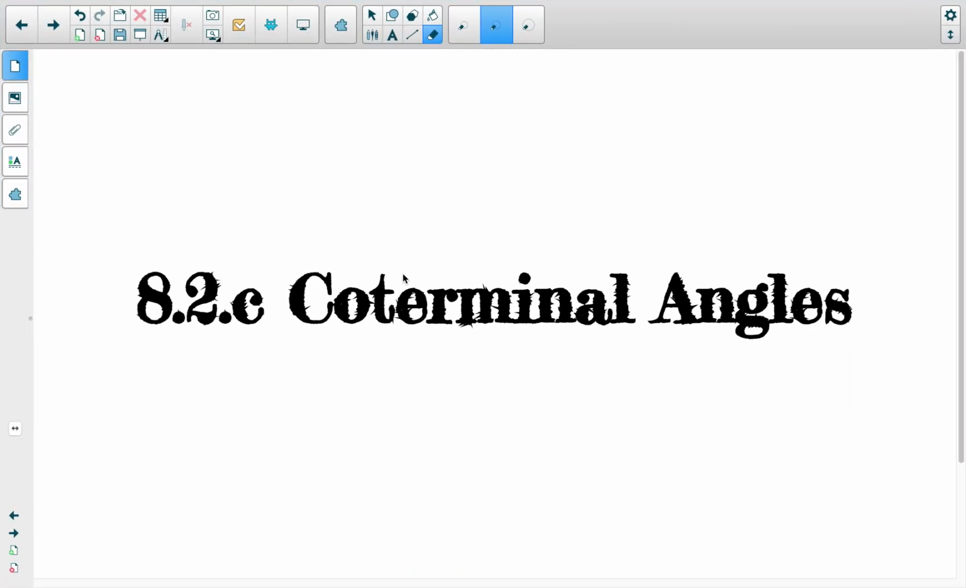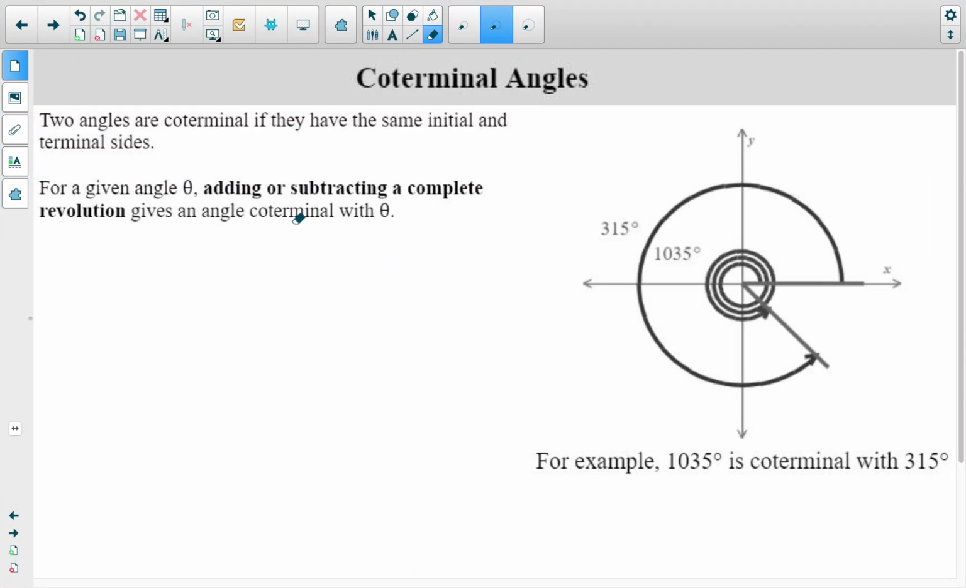This is 8.2c, coterminal angles. This is a concept that is new to us. Coterminal angles: two angles are coterminal if they have the same initial side, so this side, and terminal sides. The process is like this.